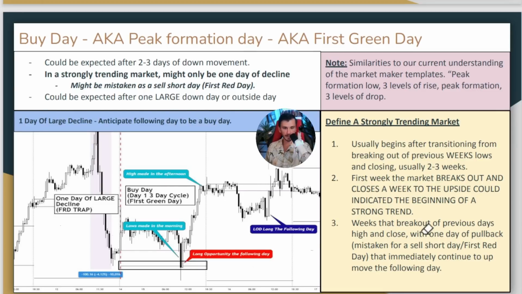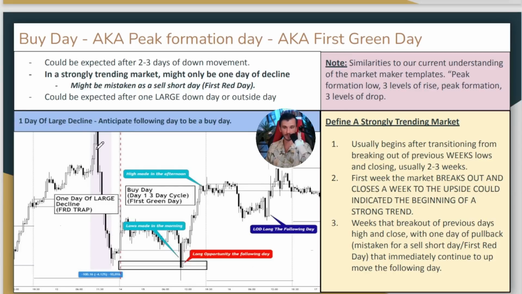Weeks that break out a previous day's high and close with 1 day of pullback, mistaken for a sell short day, first red day, that immediately continues to move up the following day. So this could be just like this, right? Where we have a strong trend, 1 day of pullback, and then a trend continuation on the following day.